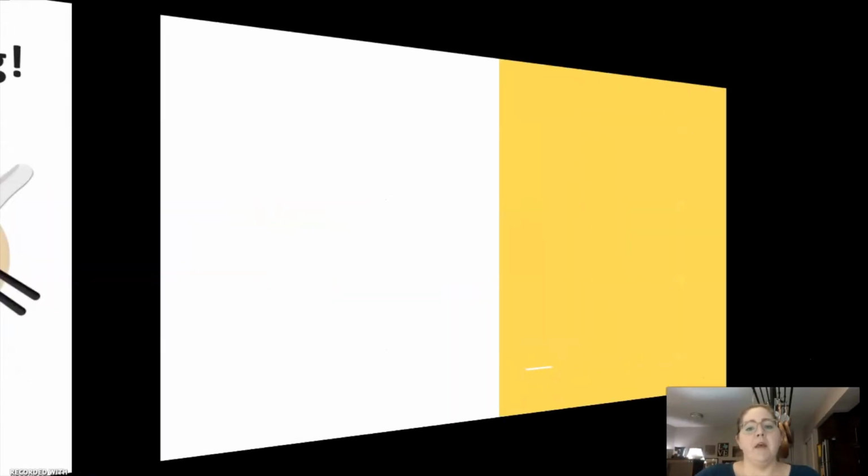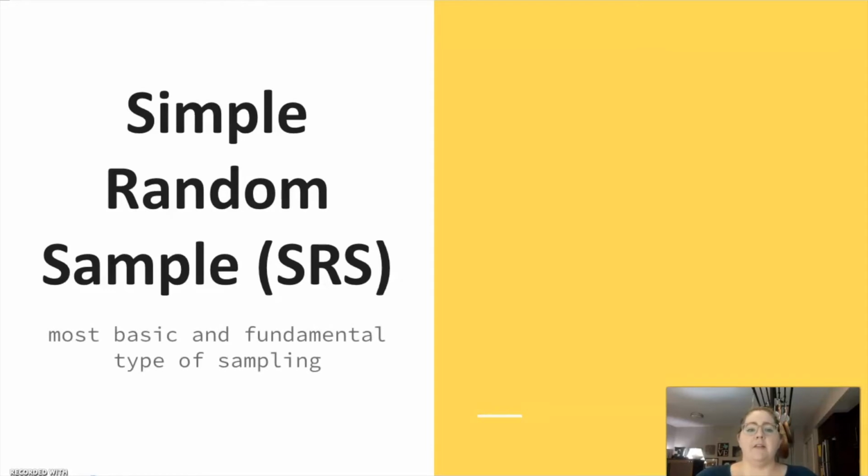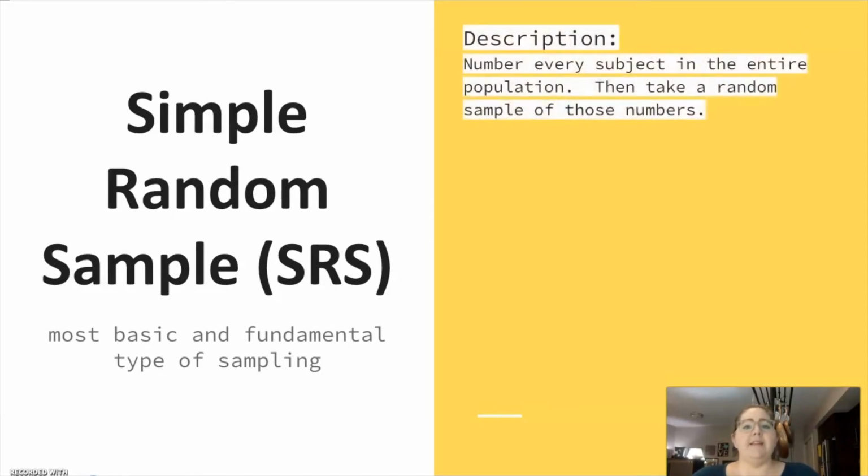So the first way that we can take a random sample is with what we call a simple random sample, or SRS. This is our most basic and fundamental type of sampling. Our basic description is that we number every subject or every individual in our entire population, and then we take a random sample of those numbers. And that could be done a variety of ways.